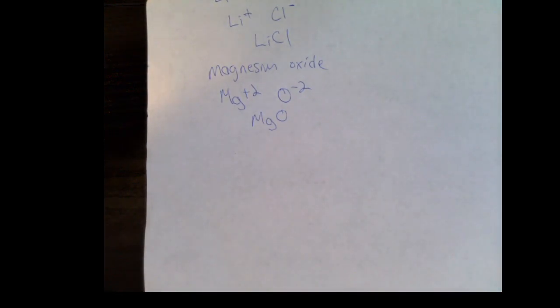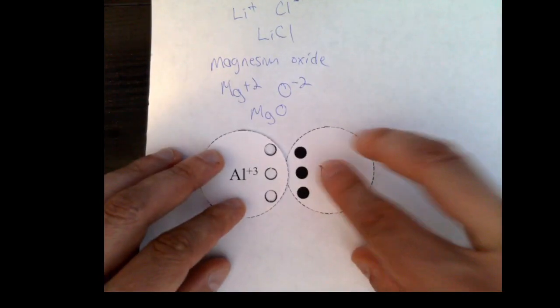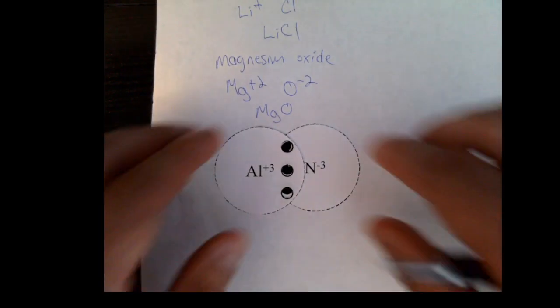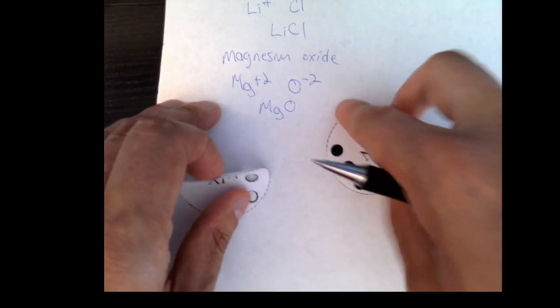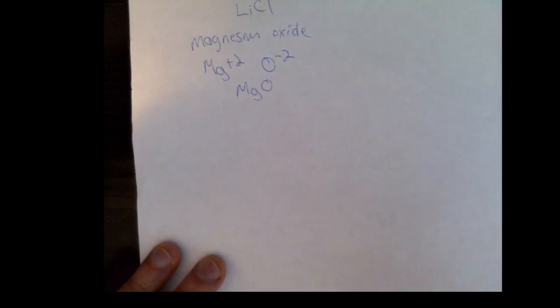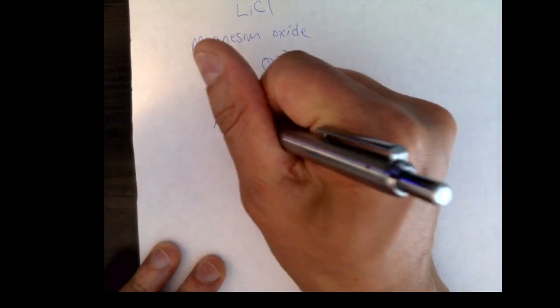And likewise, you can do this with a compound where you have a +3 and a -3, like aluminum nitride. Again, match them up. But what if you have a situation where the numbers don't match up right away? I've tried to format these so that that'll work out just fine. Let's take aluminum oxide as an example.